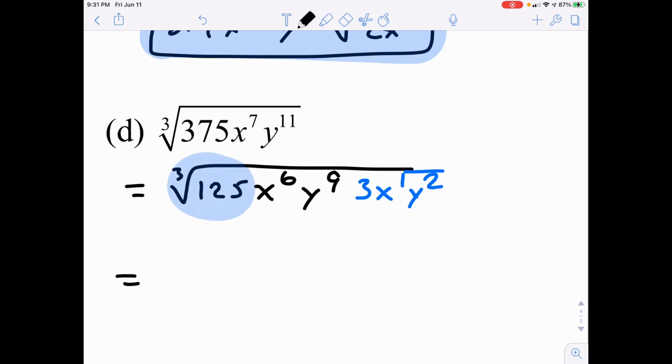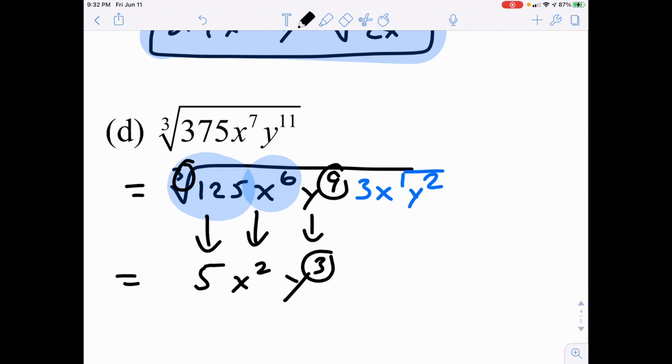This becomes the cube root of 125, which is 5, times the cube root of x to the 6th, which is x squared. 6 divided by 3 is 2. Times the cube root of y to the 9th, which is y to the 3rd power. 9 divided by 3 is 3. All times the cube root of 3x times y squared.